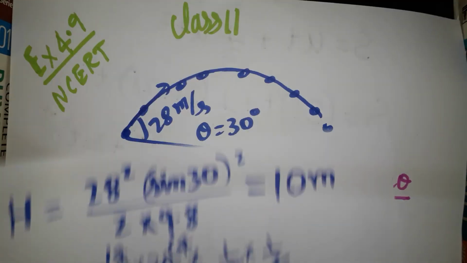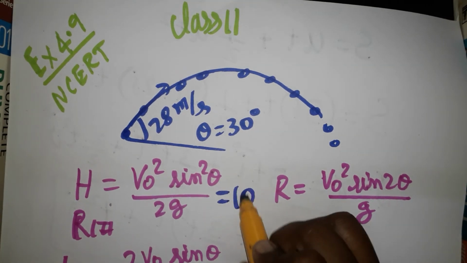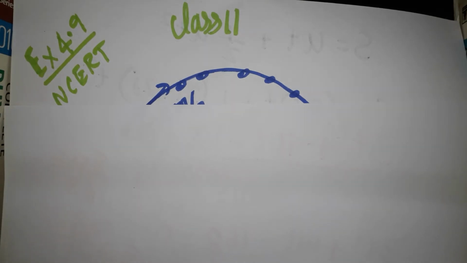So the first question is over. The maximum height of the object will be 10 meter. The next one, the maximum time of flight, I am going to calculate. So time of flight is the next calculation we are going to do.